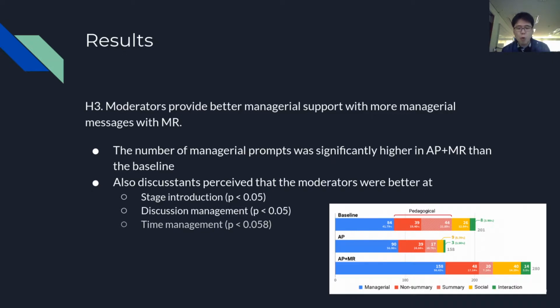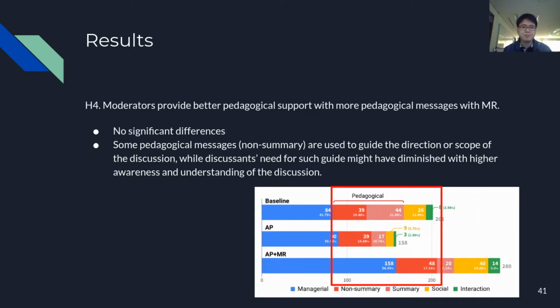Moderators used more managerial messages under AP plus MR. Discussants also gave significantly higher moderator evaluations on stage introduction and stalled discussion management. And also, it is worth mentioning that time management got a value just above our targeted p-value.